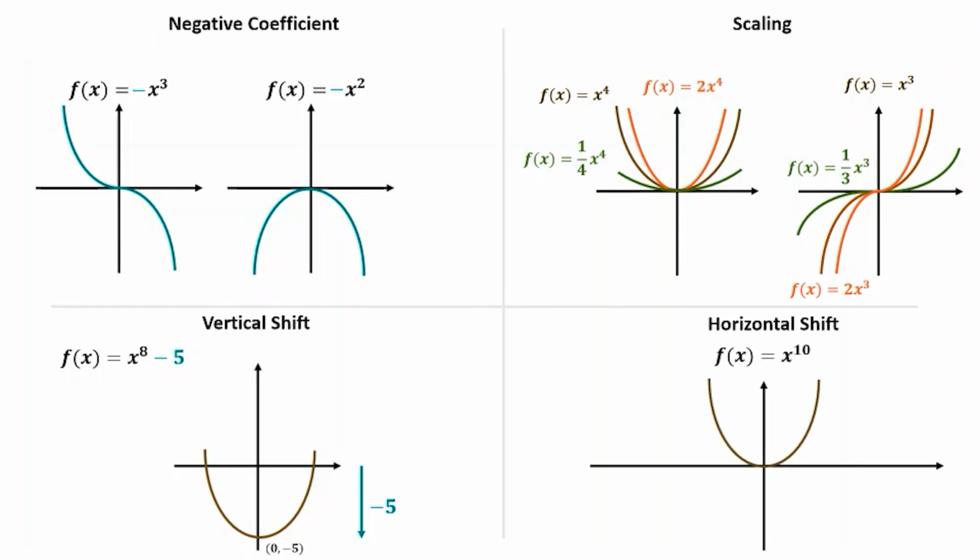Horizontal shift. In the case, for example, f of x equals x to the power 10, if we have f of x equals x minus 6 to the power 10, the graph will move to the right. And if we have f of x equals x plus 8 to the power 10, the graph will move to the left.